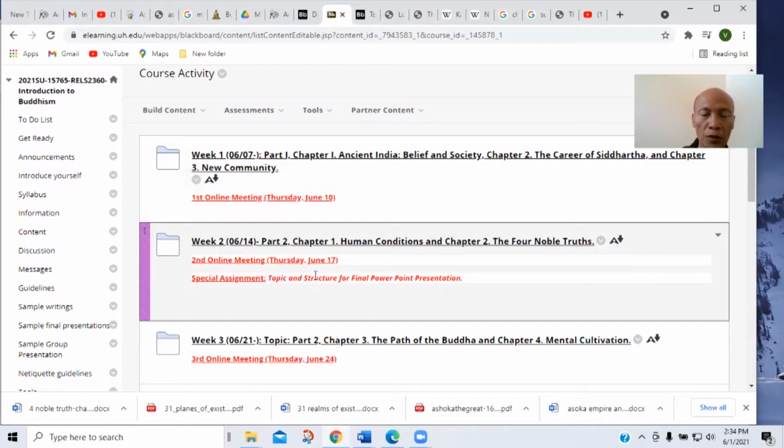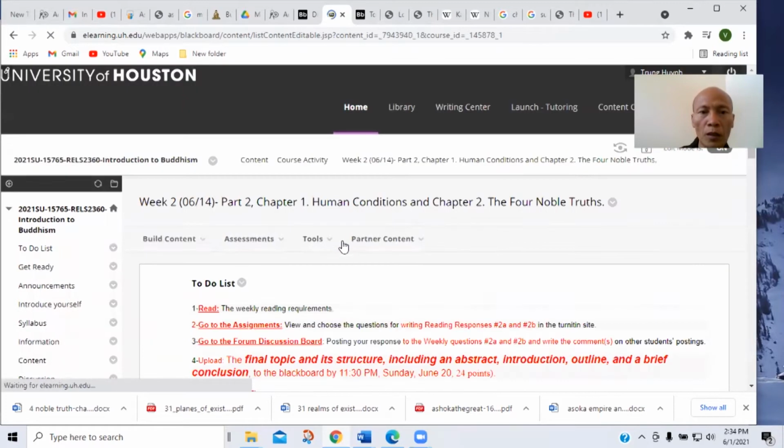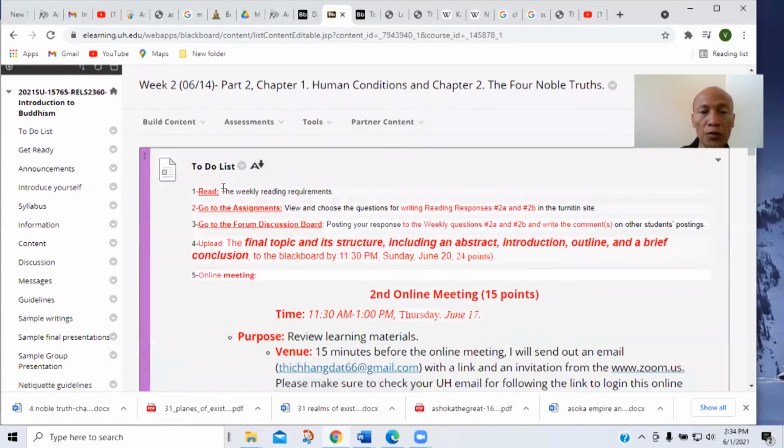And you see here in week 2 you have two special assignments. The first one is the second online meeting on Thursday, June 17, and the second one is the topic and structure for the final PowerPoint presentation. So you click here, and here is the to-do list. Read the weekday reading requirements. Go to assignment. Write the reading responses 2A and 2B, and submit them to the Turnitin site.